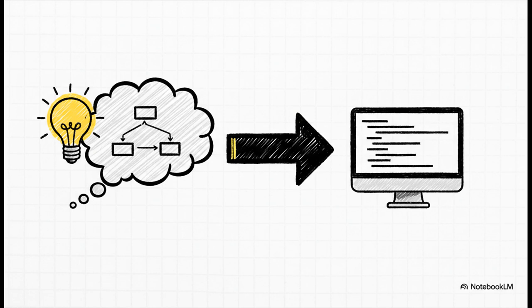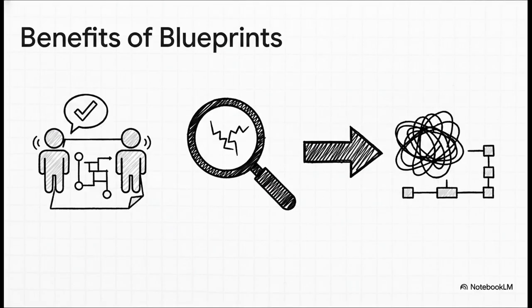A UML diagram forces you to think things through to get that clarity before you dive headfirst into the code. It's about thinking first and typing second. And the payoff for that is huge. For starters, communication. A diagram is like a universal language. You can put it in front of your whole team and suddenly everyone is on the same page.